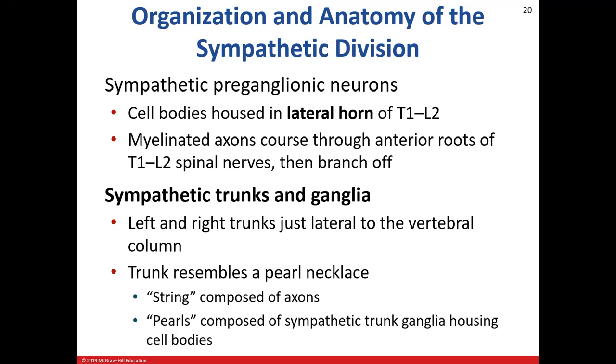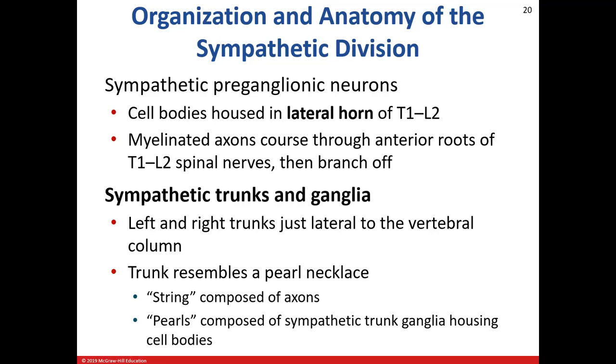We're going to find that the cell bodies are going to be housed in the lateral horn there of the T1 to L2 region. And these are going to be the preganglionic neurons again. These preganglionic neurons are going to be myelinated axons, and they're going to course through the anterior roots of that T1 to L2 spinal nerve region and then branch off.